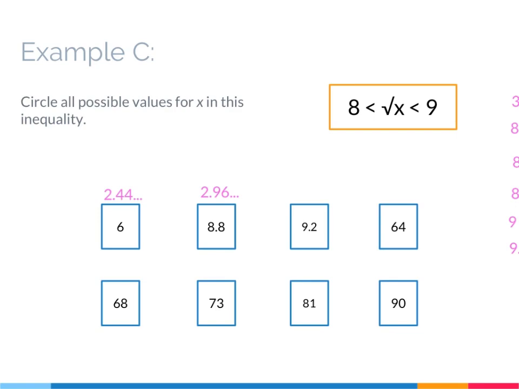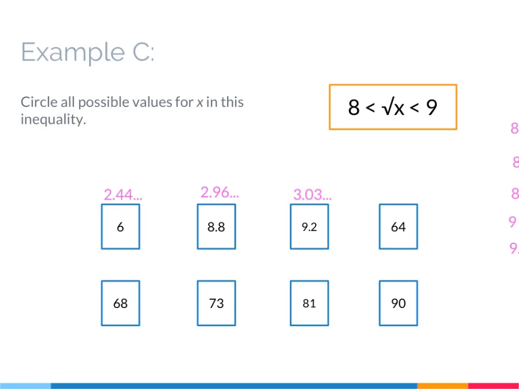9.2. At this point I know 9.2 may be more than 9, but I'm not looking for 9.2, I'm looking for the square root of 9.2. So I'm going to type 9.2 in my calculator, hit that square root button, and when I do, I get 3.03 on and forever, and that does not fall between 8 and 9. So far we have no correct answers.